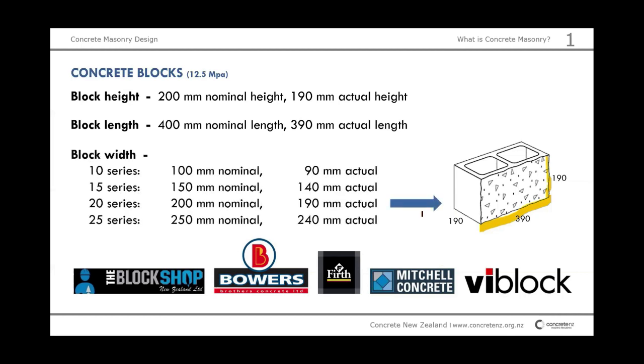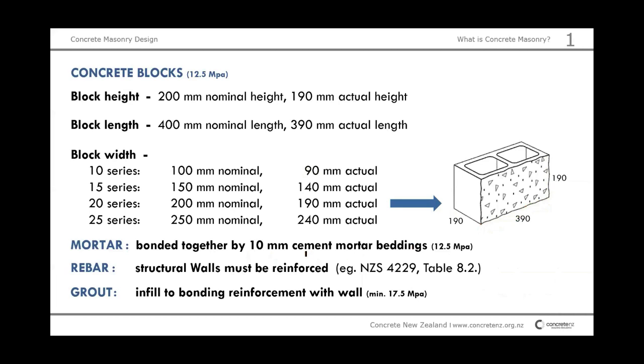There are various widths. The 90 millimeter is non-load bearing, the other ones are. So that's the actual size. And since those blocks are bonded together by 10 millimeters of mortar, we also talk about nominal dimensions. So 390 by 190 makes then 400 by 200. So for bonding, there's always a vertical and horizontal mortar joint.